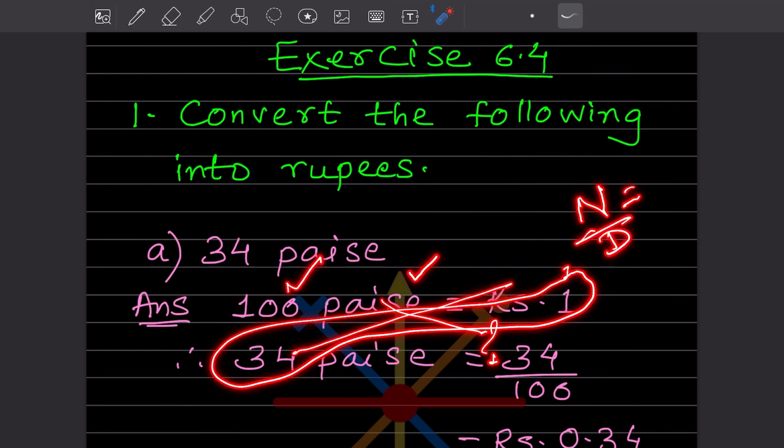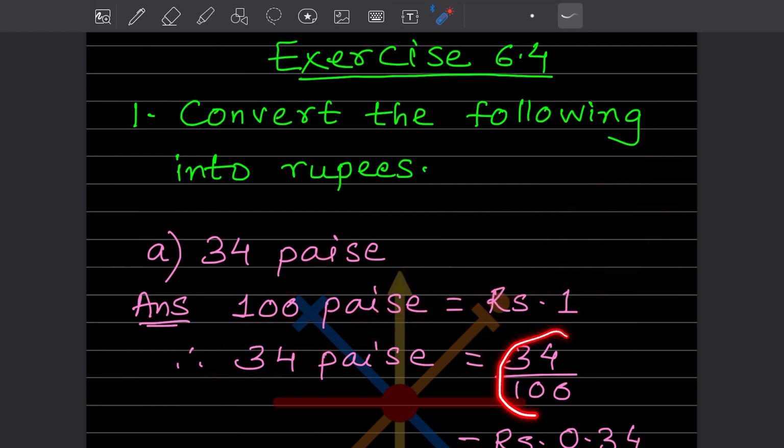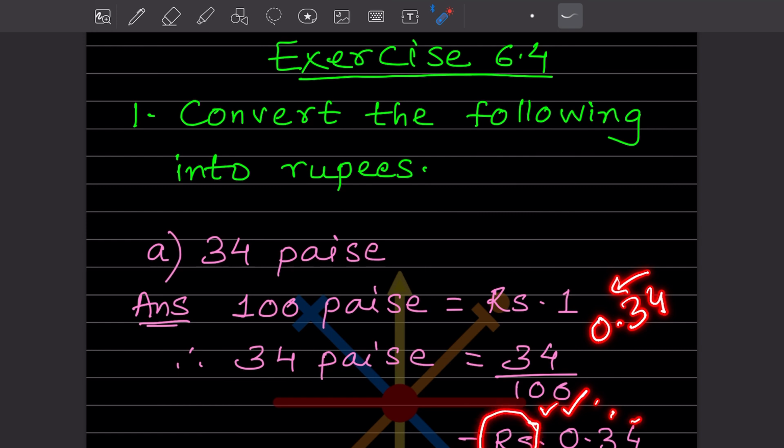So what happens here? 34 multiplied by 1 will be 34. And 100 will go in the denominator. Just look at here. One number which is there, that will go in the denominator. Two numbers are there that you are going to multiply, which will go in the numerator. This is a very important step. So 34 divided by 100. And you know these are the two zeros. So you will write here 34, go backwards 2 and then put a point. Because you want the answer in rupees, this unit is very important, that is 0.34.